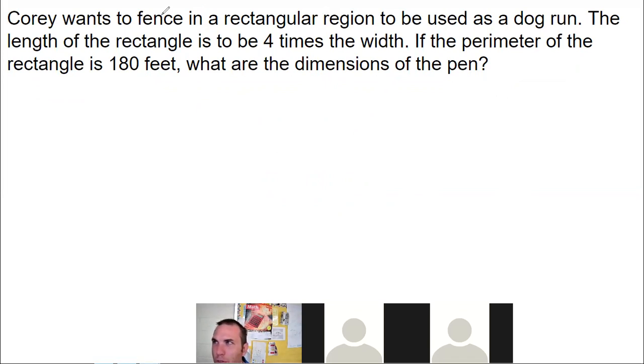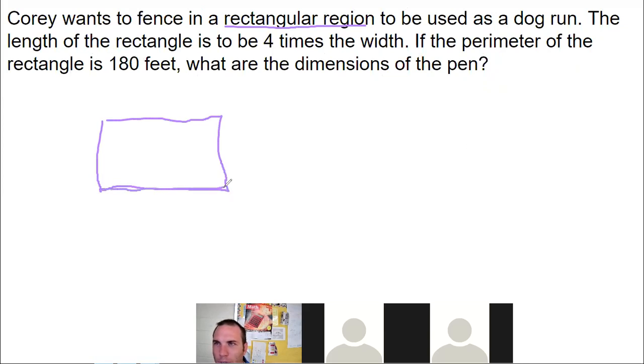Corey wants the fence in a rectangular region to be used as a dog run. The length of the rectangle is to be 4 times the width. If the perimeter of the rectangle is 180 feet, what are the dimensions of the pen? This one is such a good one, and there's definitely one of these on the test that I give for foundations every year. We're dealing with a rectangular region, so this is my clue to draw a picture.